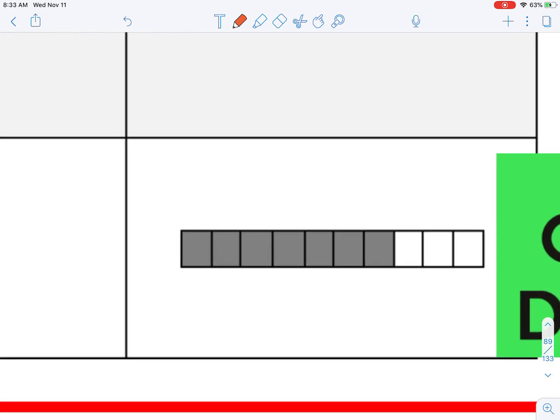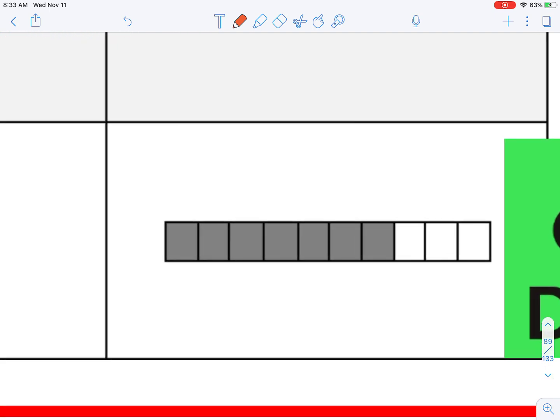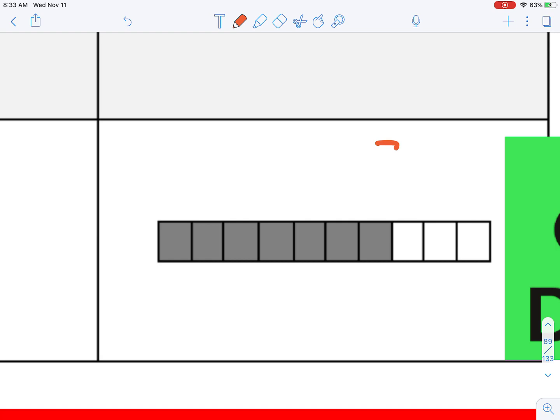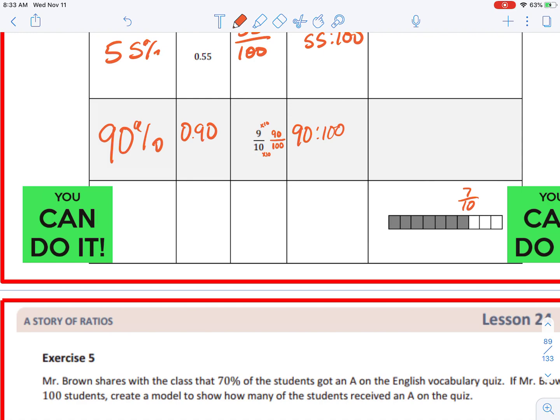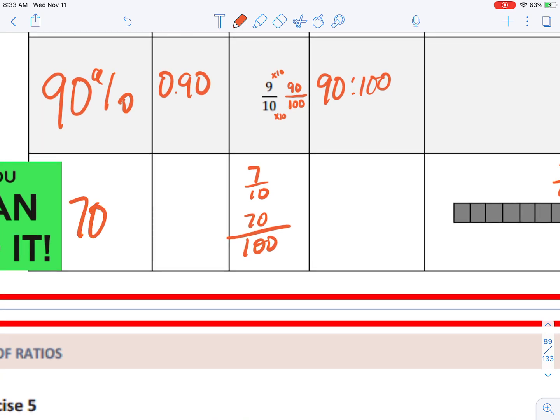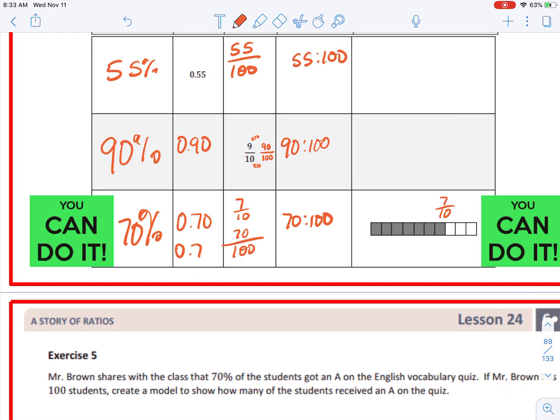Okay? Now, all they're giving us is this box on the last row. There's 7 shaded out of 10. So 7/10. As a fraction, that would be 7/10, or 70 over 100. Remember, percentages are out of 100, so we always scale up if the number in the denominator is less than 100. So this would be 70%, 0.70 or 0.7. And the ratio would be 70 to 100.